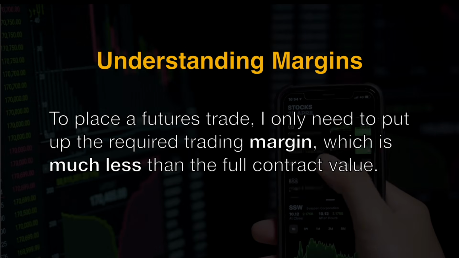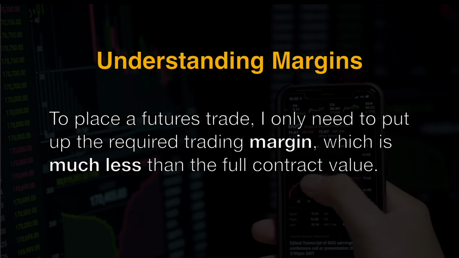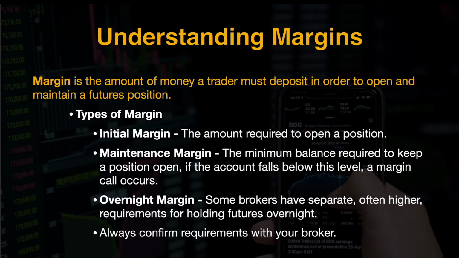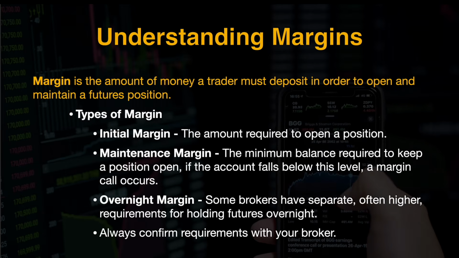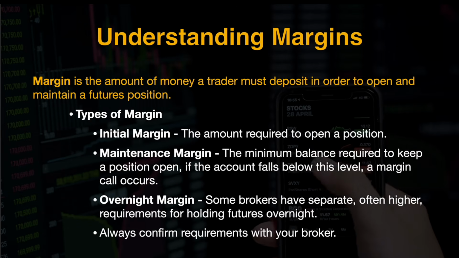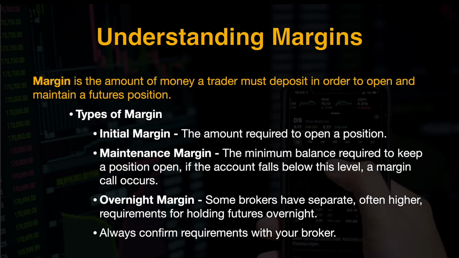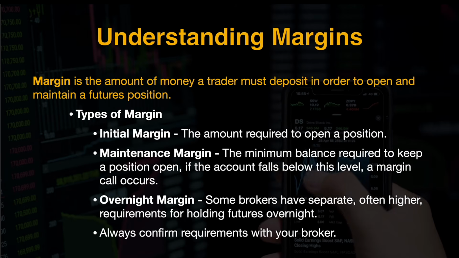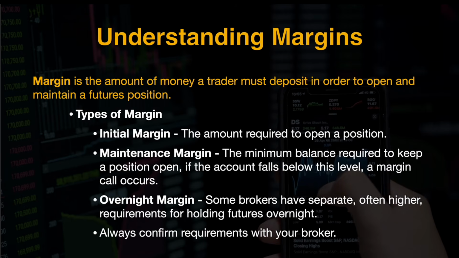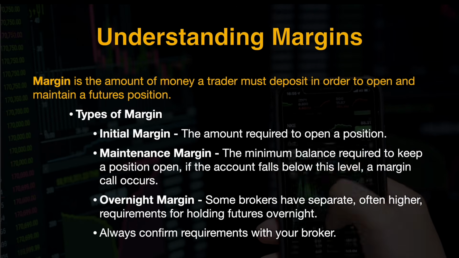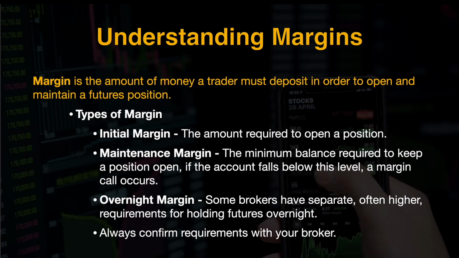To place a futures trade, I only need to put up the required trading margin, which is much less than the full contract value. Margin is the amount of money a trader must deposit in order to open and maintain a futures position. There are 3 types of margin: initial margin, maintenance margin, and overnight margin. Initial margin is the amount required to open a position, while maintenance margin is the minimum balance required to keep the position open, and if the account falls below this level, a margin call occurs. And some brokers have separate, often higher requirements for holding futures overnight, and this is called overnight margin. You always want to confirm requirements with your specific broker.